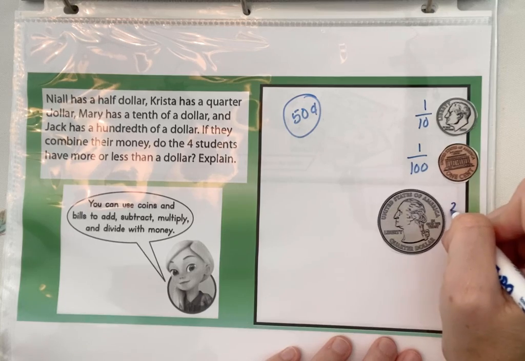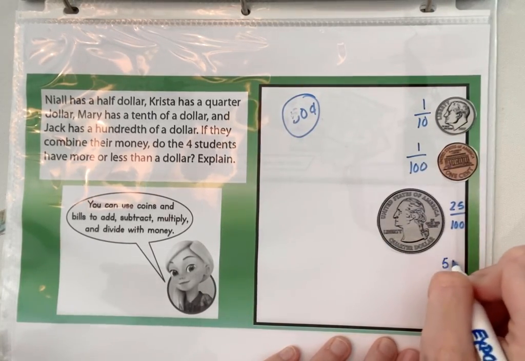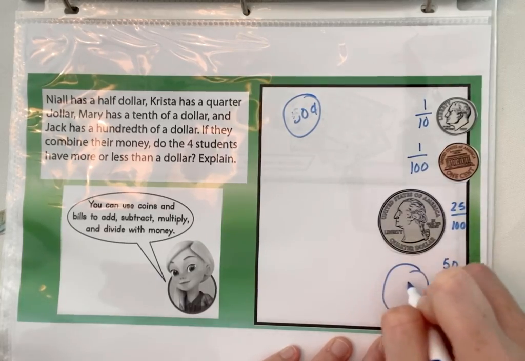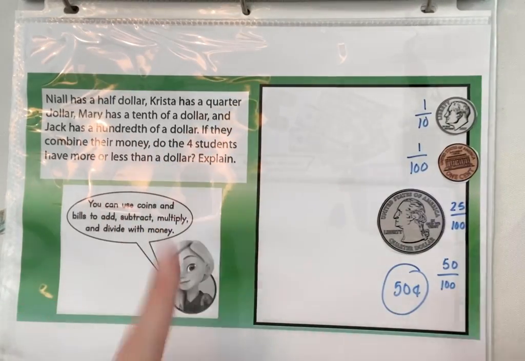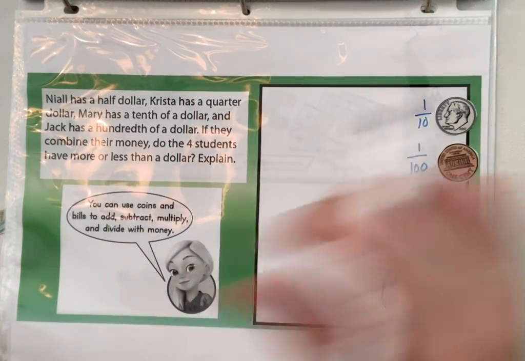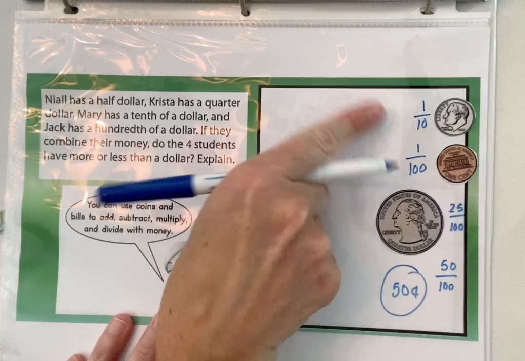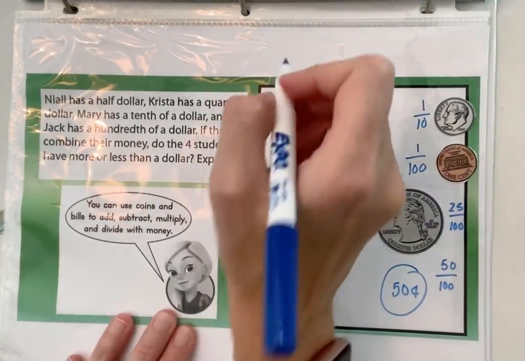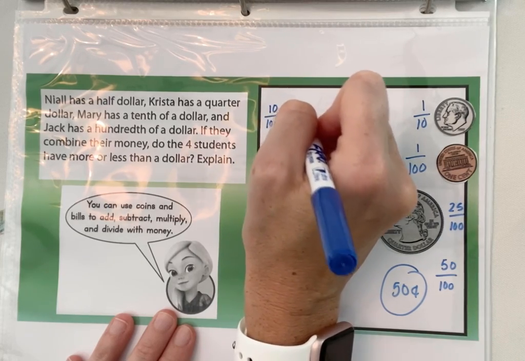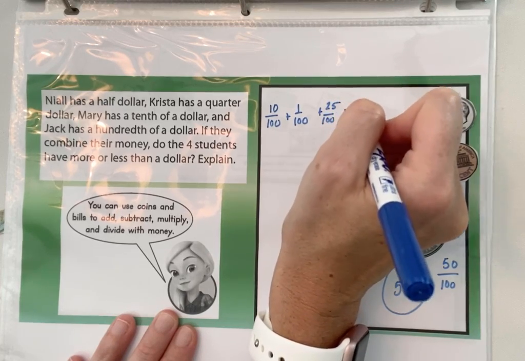So we have a quarter of a dollar, and then a half would be our 50 cents. Okay, let's erase this. If they combine their money, do the 4 students together have more or less than a dollar? So we could have these fractions, couldn't we? Now 1/10 would really be 10/100ths, wouldn't it? So could I add these 4 fractions?